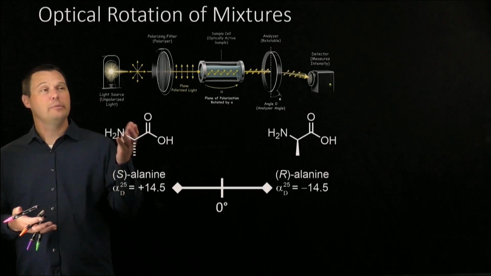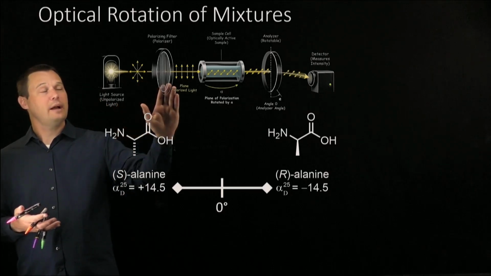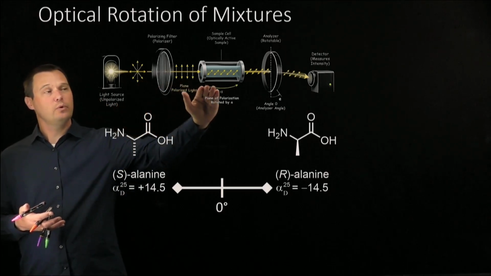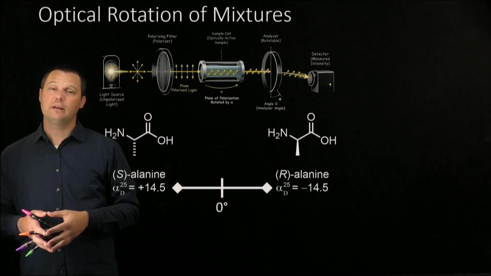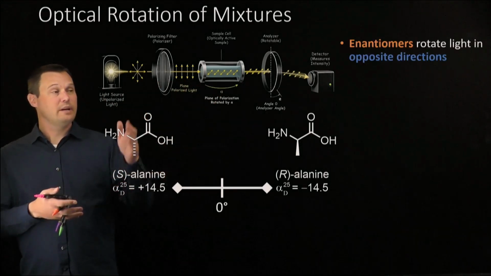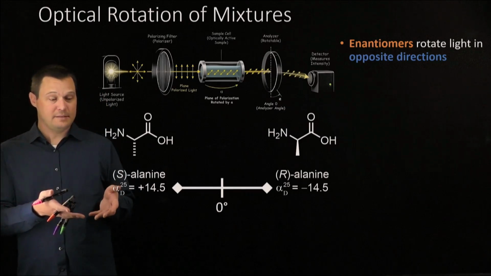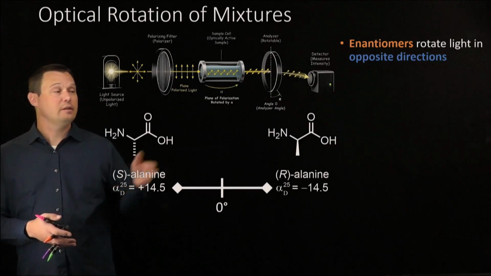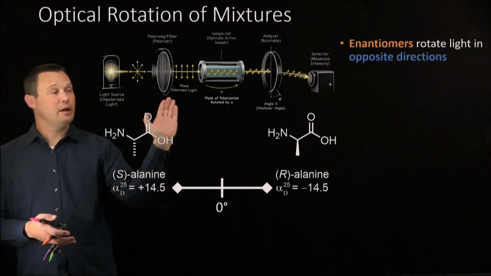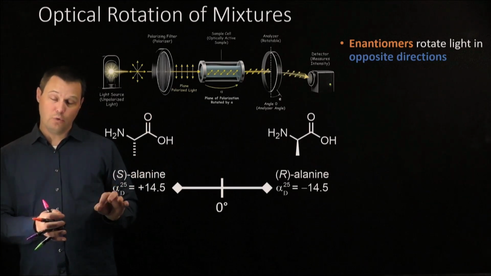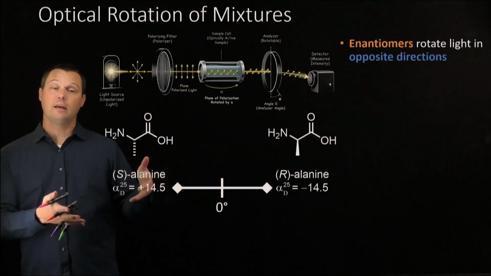Recall that in a polarimeter, plane polarized light interacts with each chiral molecule and rotates the plane of polarization ever so slightly. And each enantiomer rotates light the same magnitude but opposite directions. In this example, the S enantiomer rotates the light clockwise and the R enantiomer rotates the light counterclockwise. Just recall there is no correlation between R and S and plus and minus.